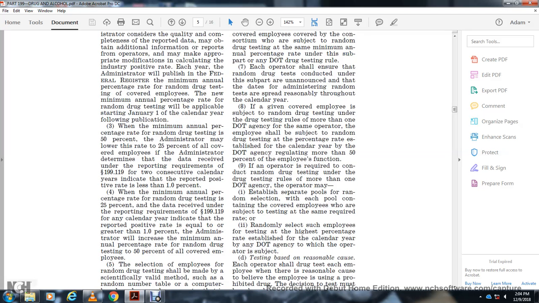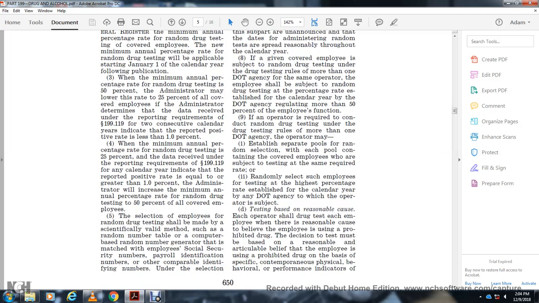When the minimum annual percentage rate for random drug testing is 25%, and the data received under the reporting requirements of 199.119 for any calendar year indicate that the reported positive rate is equal to or greater than 1%, the administrator will increase the minimum annual percentage rate for random drug testing to 50% of all covered employees.